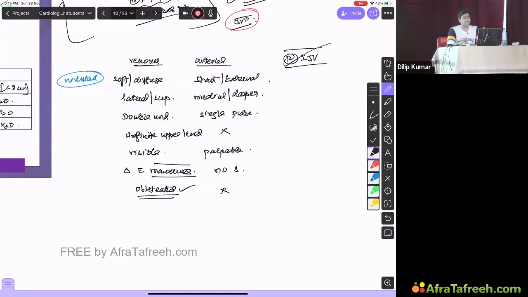And sixth one, the technique of measuring JVP and the level of JVP. At what level, if you get the pulsation, and at what level, if you get the meniscus, what could be the approximate pressure? So these are the important points that you need to know before jumping into the JVP itself.